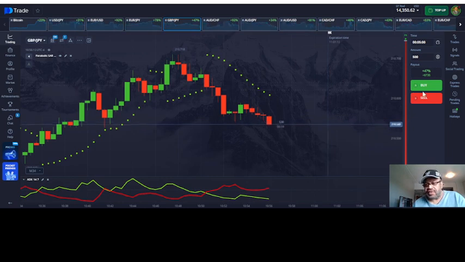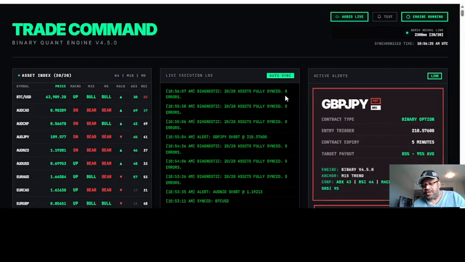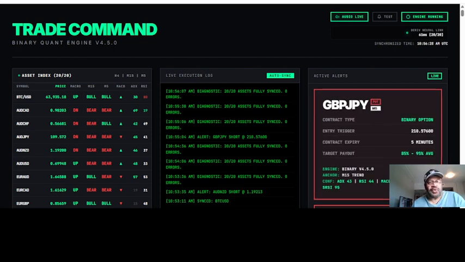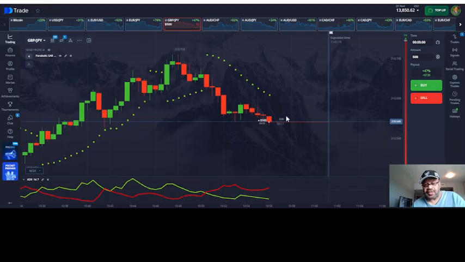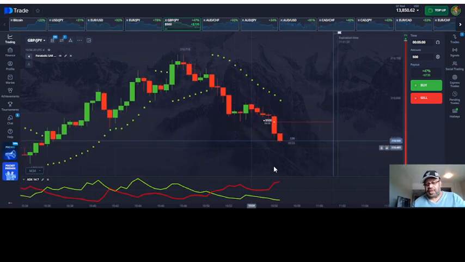So let's go ahead and take a sell trade here at this level here. Make sure the timer is set to 5 minutes. We selected our Great British Pound Japanese Yen. The Quant Engine tells us to take the short here. So I went ahead and took the short at this level here. 5 minutes gives time for the trade to play out. So I'm going to pause the video and wait till about 30 seconds left in the trade, come back, and we're going to check the results of this trade.